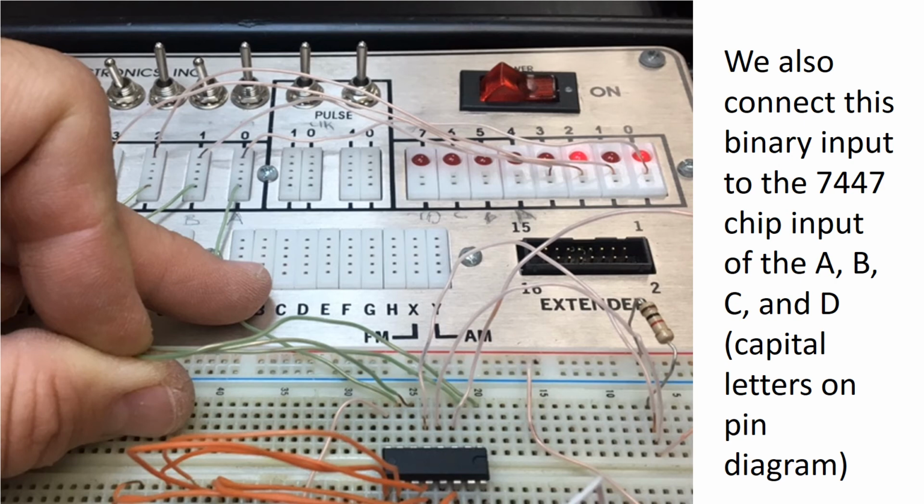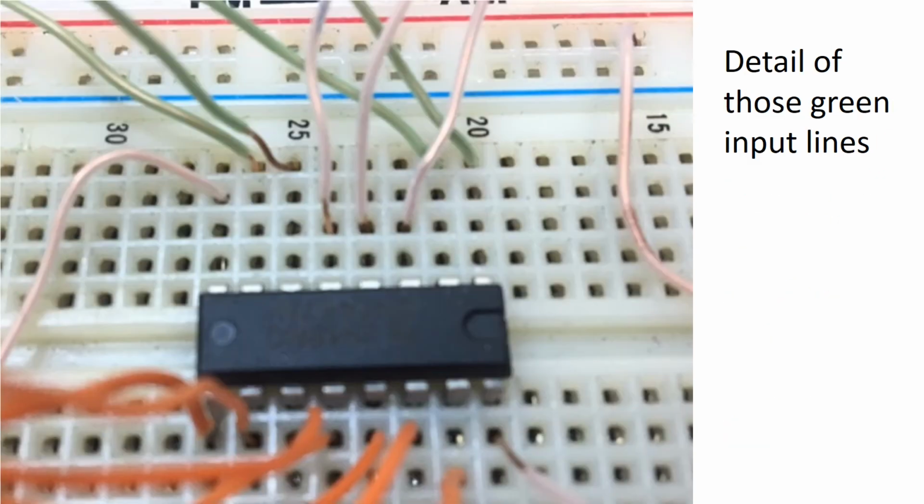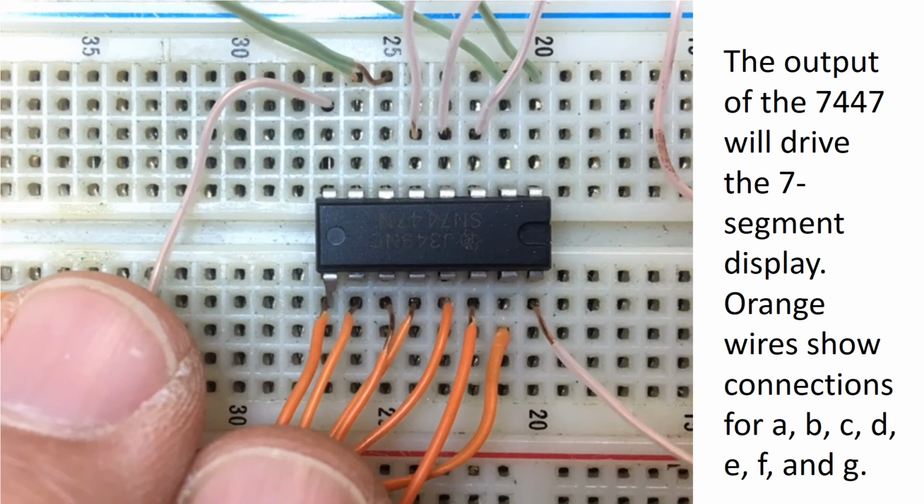So we're going to connect this binary output. You see the switches are wired to the LEDs for indicators, but we need to also wire them to the 7447 chip. They've got letters A, B, C, and D, capital letters on the pin diagram, showing how those switches need to be connected. And here's a zoom in of the A, B, C, D shown, and they're connected to the respective pins on the 7447 chip. So the output of the 7447 is going to drive the 7-segment display.